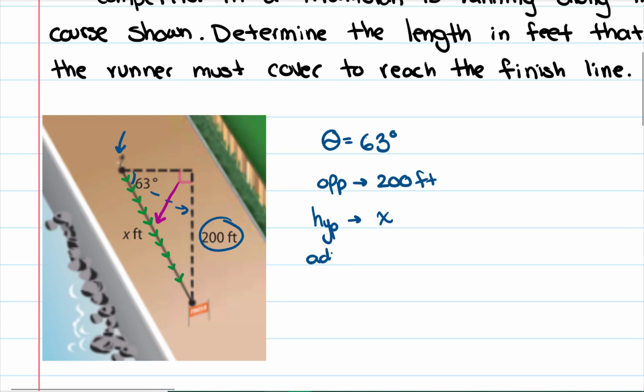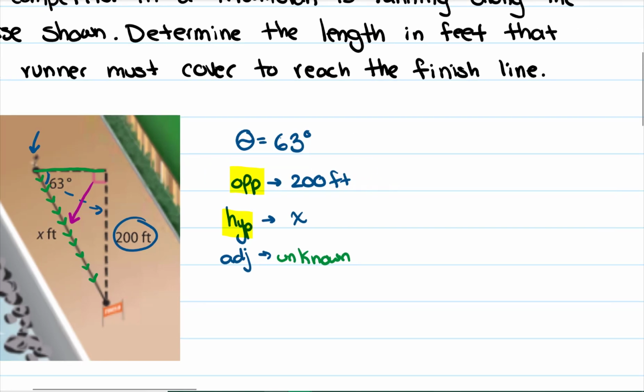Now let's talk about the adjacent side, which is this side right here. Well, I actually don't know anything about that, so I'm going to go ahead and write down unknown. So I know about the opposite, and I know about the hypotenuse. So if I write down SOHCAHTOA, I have the opposite, and I have the hypotenuse, so I'm going to use sine.